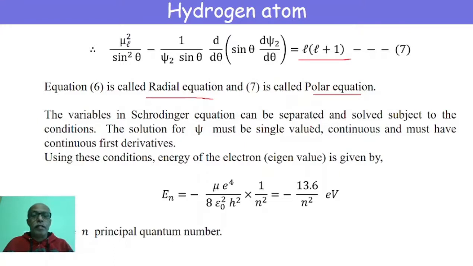The variables in the Schrodinger equation can be separated and solved subject to the conditions. The solution of psi should be single valued, continuous, and should have continuous first derivatives. Using the above conditions, the energy of the electron is given by the expression En equals minus mu e power 4 by 8 epsilon naught square h square into 1 by n square. Mu is the reduced mass, e the charge of the electron, epsilon naught the permittivity of free space, h Planck's constant. Substituting all these constant values and simplifying, we get minus 13.6 by n square electron volt, where n is the principal quantum number, which is the only variable.